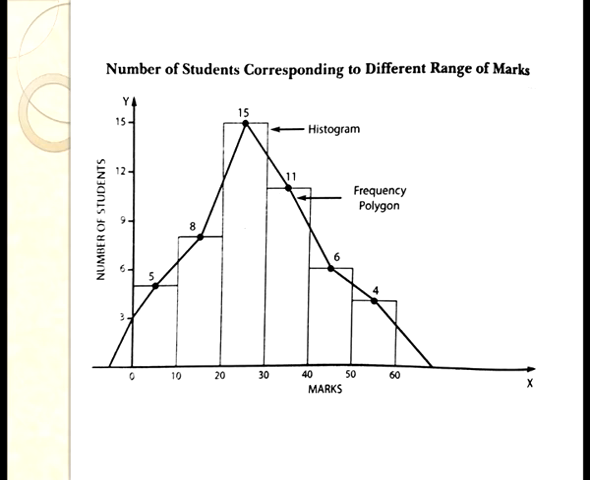Once we have drawn the histogram, what are we going to do? We are going to find the midpoints on the top of each rectangle. Let us see how we have done it. We can see over here, we have drawn the histogram and labeled it. The x-axis has been labeled as marks, and the y-axis as number of students. We drew the histogram first, following all the rules which we have learned. Then we found the midpoint on the top of each rectangle: 5, 8, 15, 11, 6, 4.